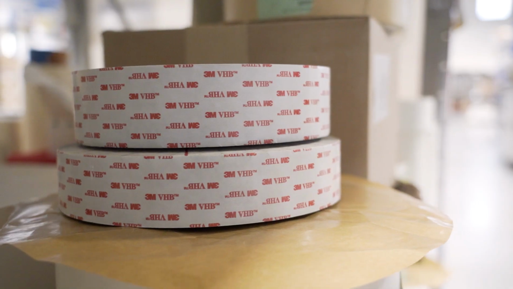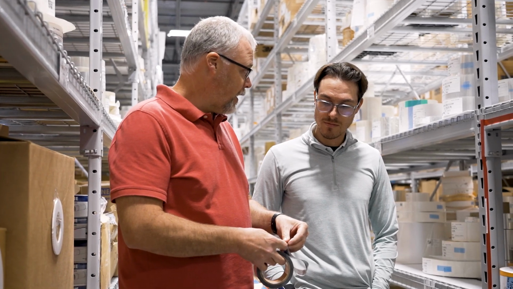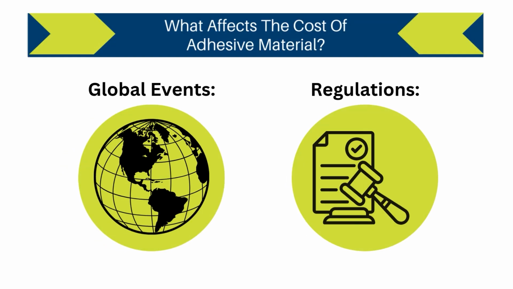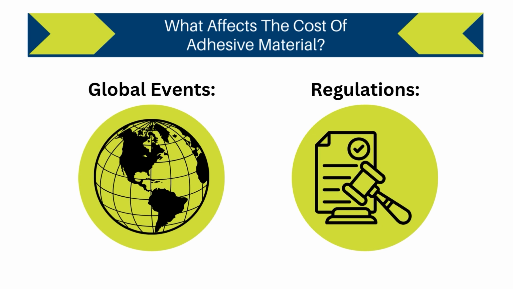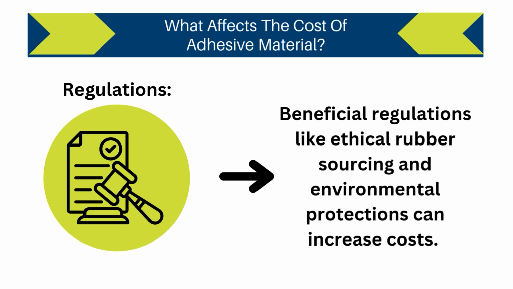Several factors affect the cost of adhesive manufacturing. Raw material pricing plays a significant role, as the cost and availability of materials like rubber, petrochemicals, and acrylics can fluctuate due to supply chain disruptions and surges in demand. Global events and regulations can also have a major impact. For example, regulations that are beneficial, like ethical rubber sourcing and environmental protection, can increase the overall cost of materials.